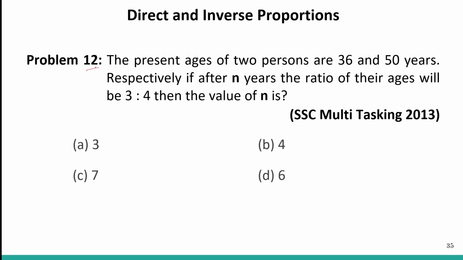So let's see problem number 12. The present ages of two persons are 36 and 50 years respectively. After n years, the ratio of their ages will be 3:5. Then find the value of n.